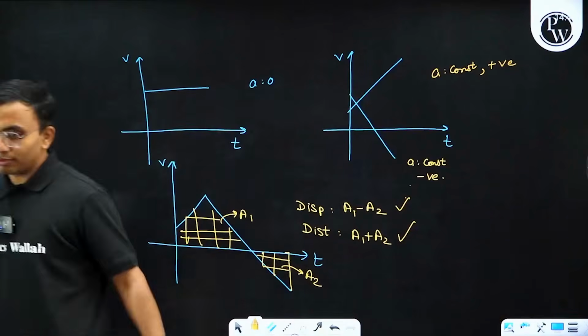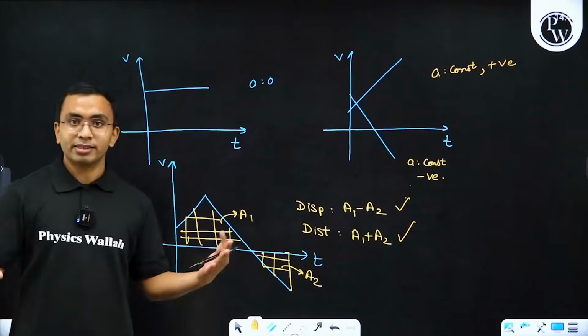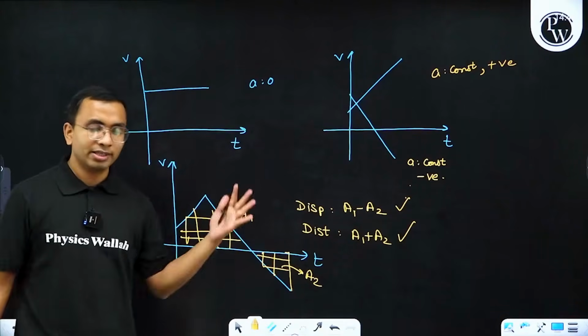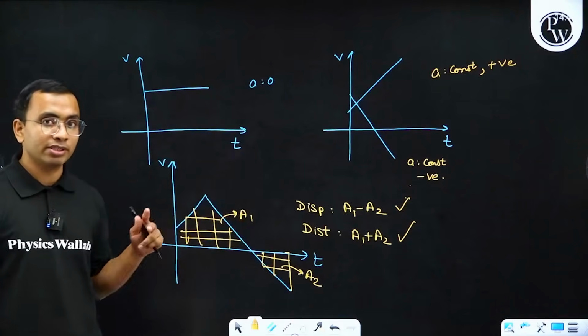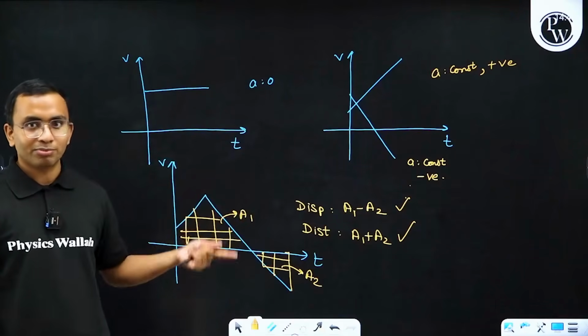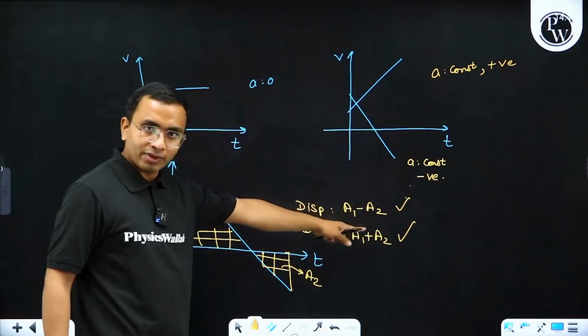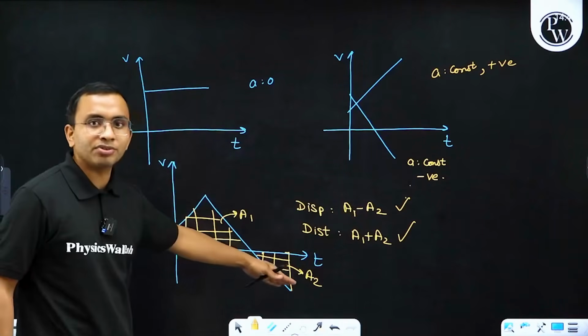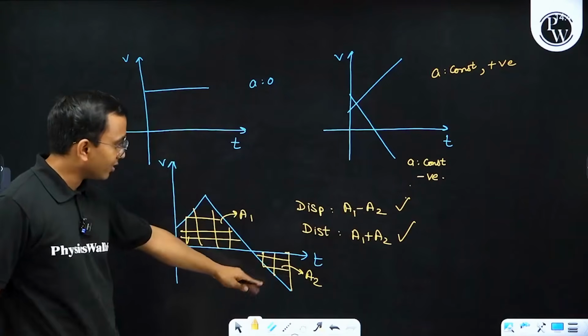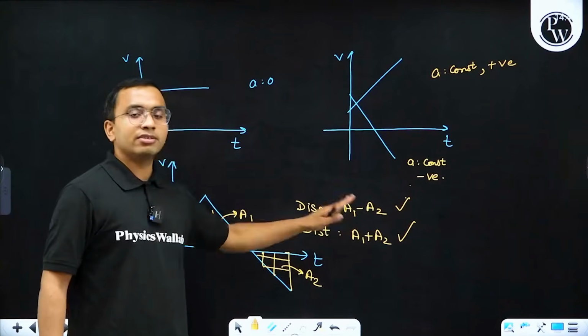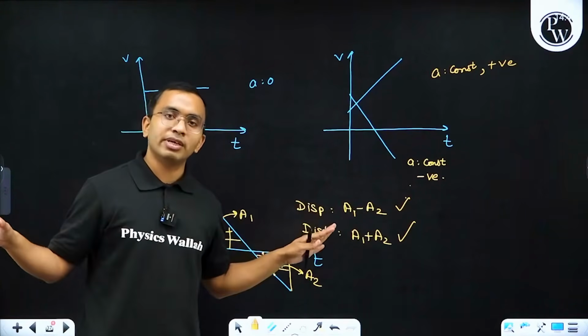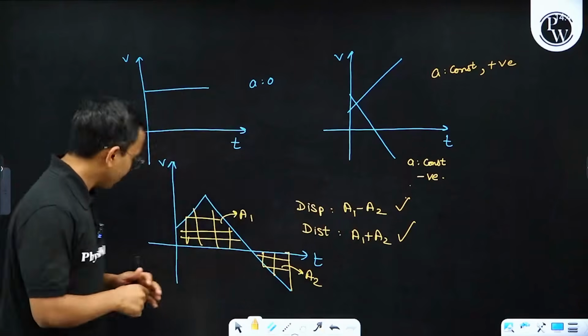So sometimes it is asked like, tell the ratio of distance and displacement, or tell the distance, tell the displacement. So many students are confused in this, whether to consider positive or negative. So if it is displacement, you need to consider the sign. Negative will come for area which is on the negative side, when the velocity is negative. If you need to consider distance, just add all the areas, whether they are positive or negative.